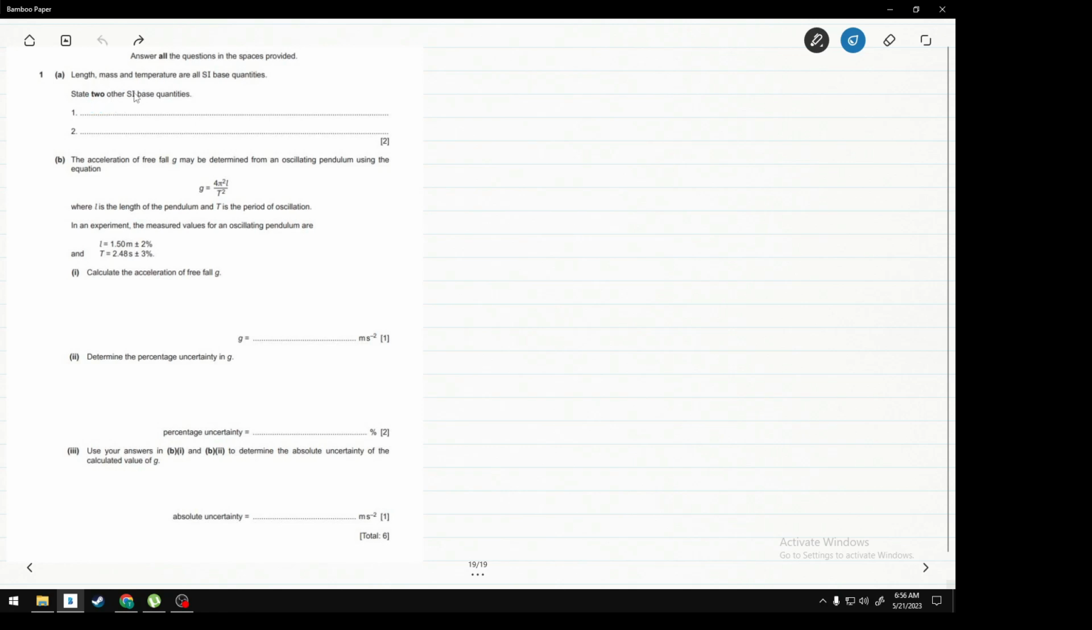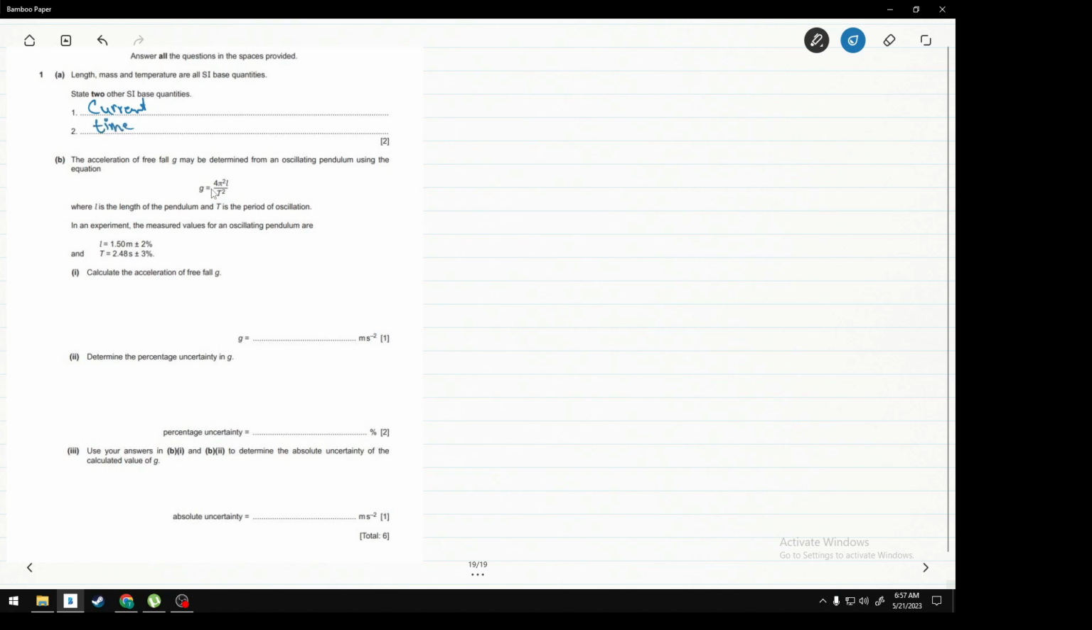This is one more thing to keep in mind. What they are asking, SI base units or quantities, right? So right now they haven't asked us for units. So I can't write ampere. I have to write current, all right? Because that's the quantity, and ampere is its unit. And the next is obviously time.